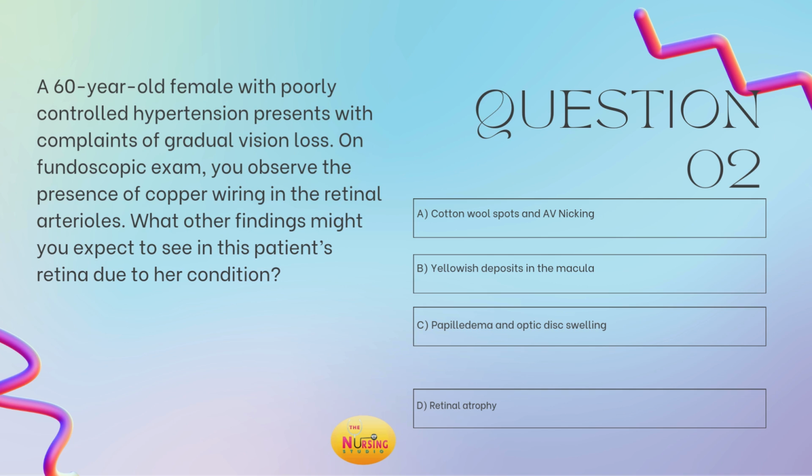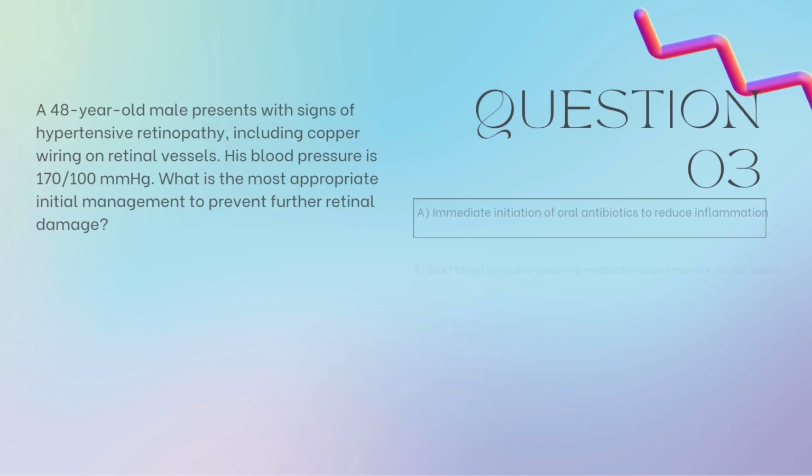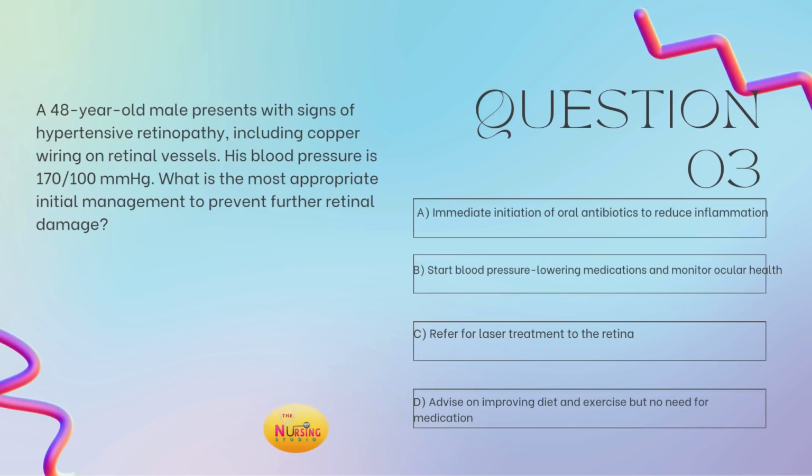With cotton wool spots, hypertensive retinopathy and diabetic retinopathy are the common sources, with diabetic retinopathy being the top primary source for cotton wool spots.